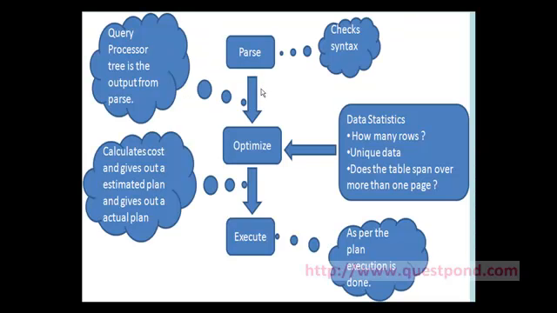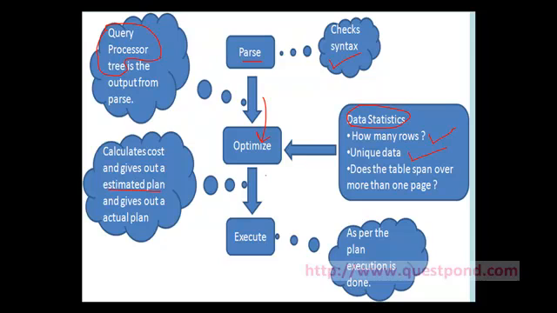Executing a SQL statement is a three-step procedure. Once you fire the SQL statement to the SQL engine, the first thing it does is check the syntax: are all the syntaxes fine, is there any kind of compilation error, etc. Once the syntax is fine, it generates something called a query processor tree, and this query processor tree is fed to the optimizer. The optimizer looks at the query processor tree and determines which tables are involved in the SQL statement. It takes those tables and analyzes the data statistics. In other words, it analyzes how much data exists on the table, whether there is a primary key on the table, and whether the table spans multiple SQL pages, etc. And depending on the data statistics plus the query processor tree, it generates an estimated plan.